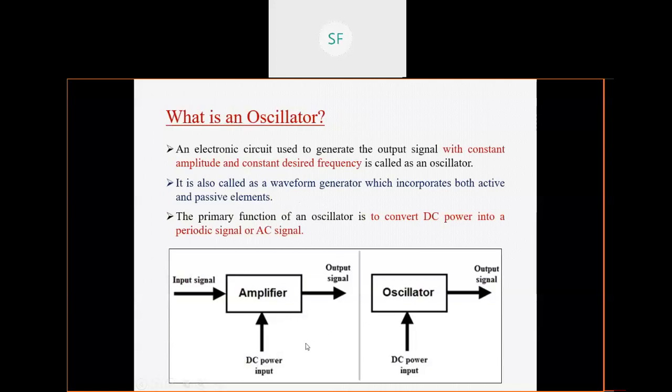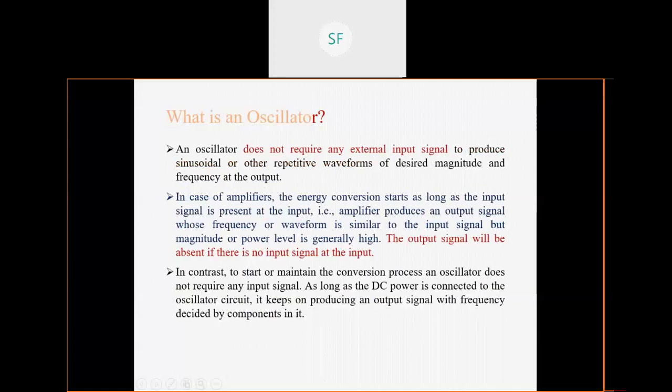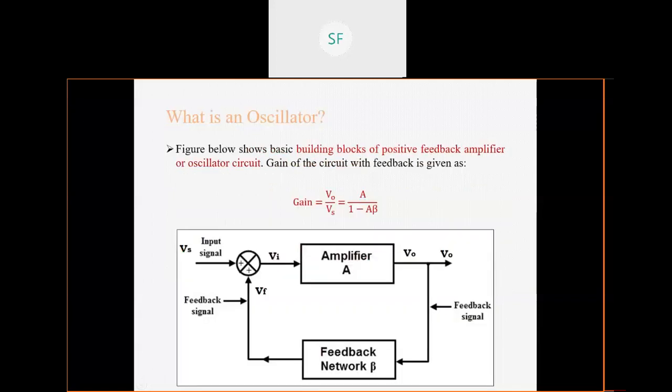And we have seen what is oscillator. So oscillators are the electronic device or electronic circuit which is used to generate the output signal with constant amplitude and constant desired frequency. The interesting thing about oscillator is not having any external input signal. So what will oscillator do? Oscillator will convert this DC power into AC oscillations at the output.